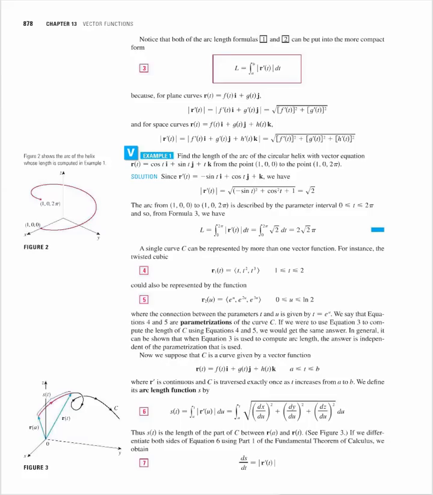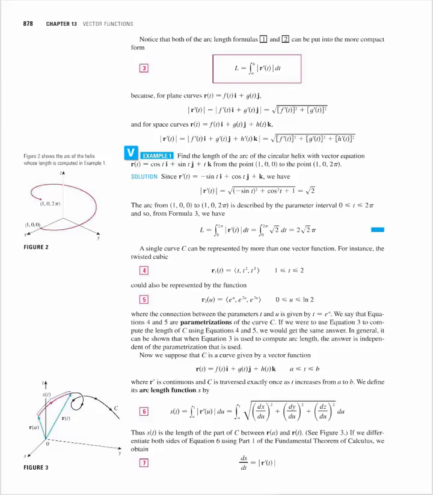I would say that if you're going to memorize something, memorizing box 3 should make a lot of sense. And hopefully that should make sense geometrically as well. The arc length is the integral of the speed of the curve, because the integral of the speed is distance traveled. So hopefully that should make a certain amount of sense.